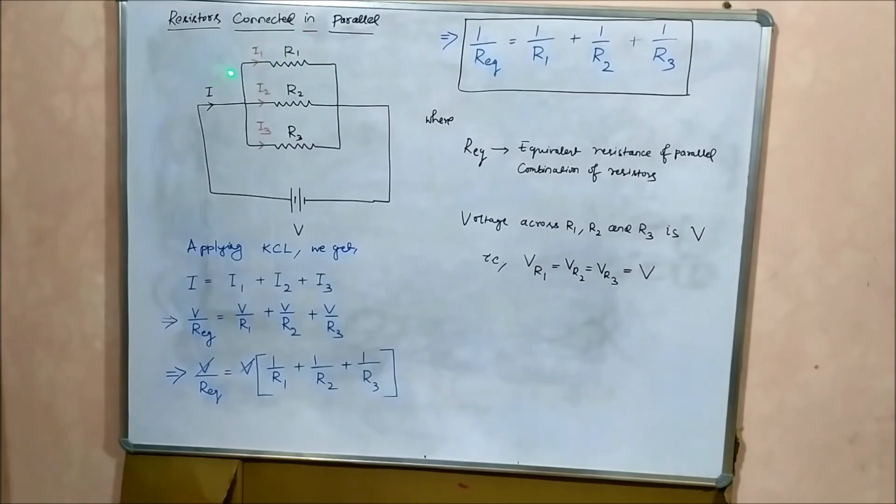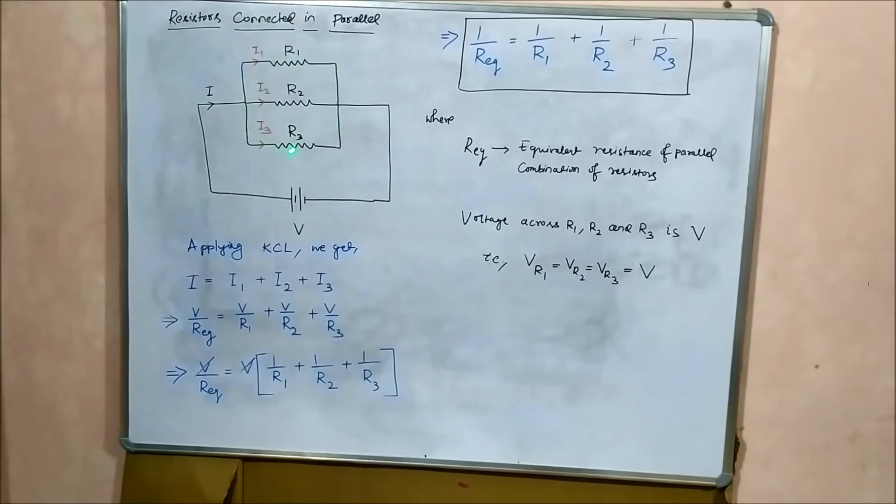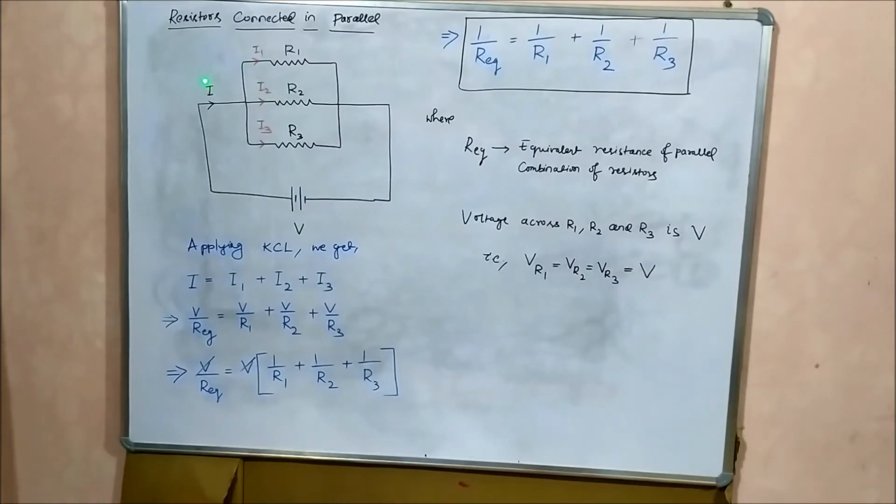In series connection, the current flowing through the series connected resistors was the same, and the voltage drops across the resistors were different. But here it is the opposite. The voltage drop across the resistors is the same, but the current flowing through the resistors is different. There we applied Kirchhoff's voltage law. Here we will apply Kirchhoff's current law, KCL.